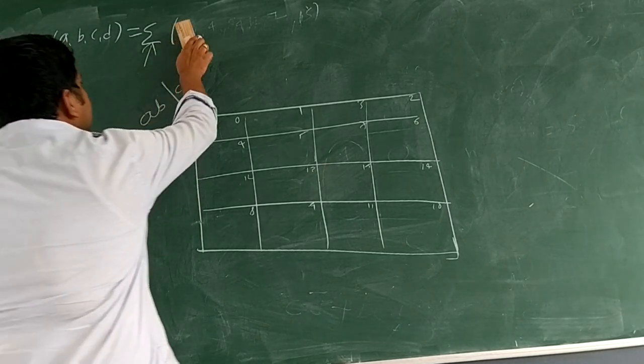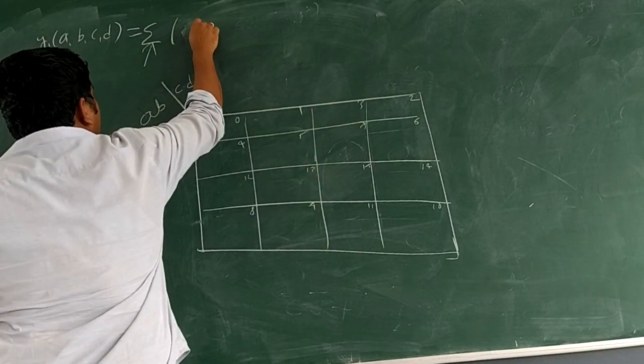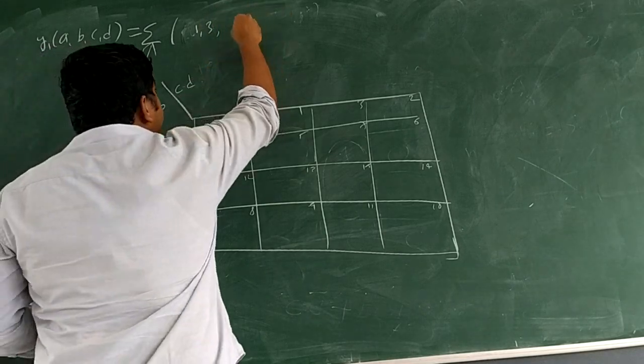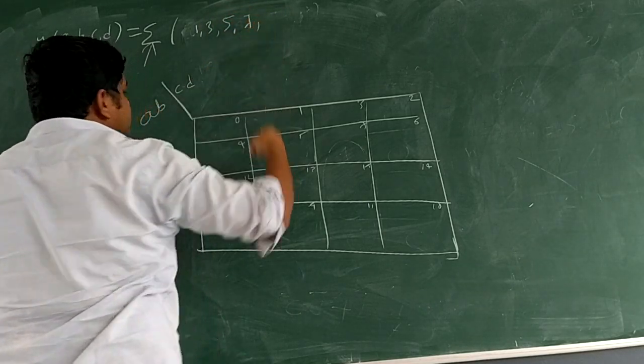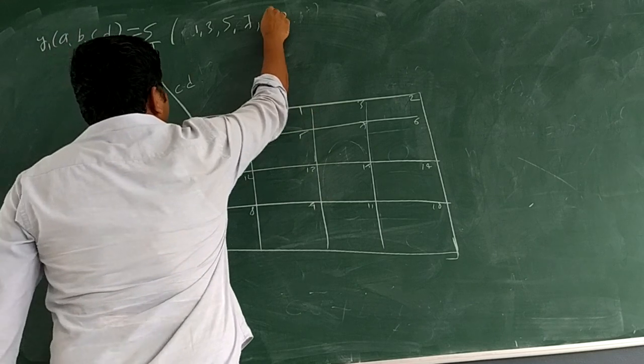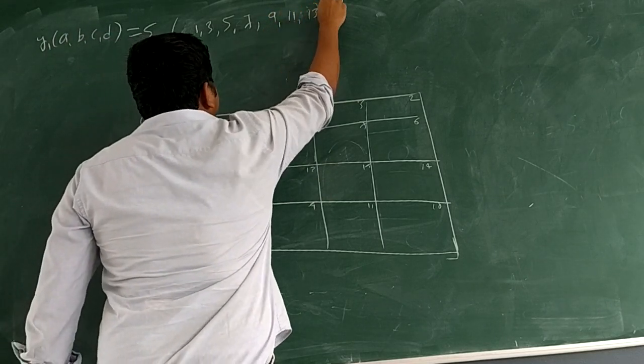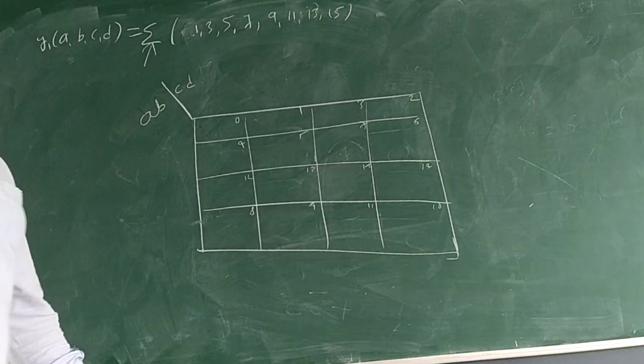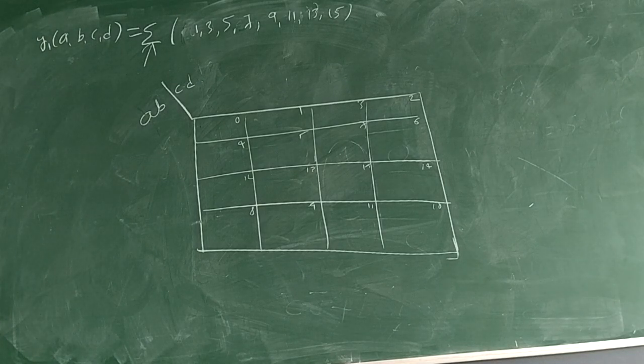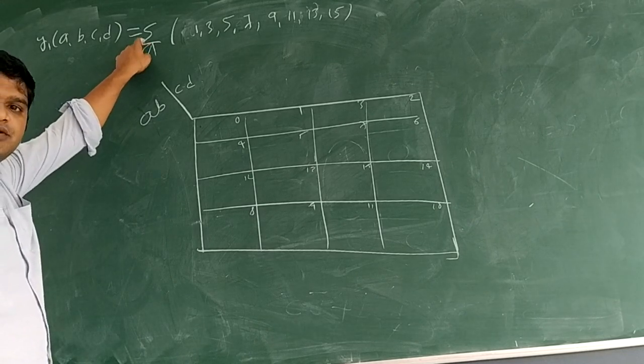Okay, let's take 1, 3, 5, 7, 9, 11, 13, 15. So the numbers are more. I repeat the numbers 1, 3, 5, 7, 9, 11, 13, 15. So that is given for SOP, that means summation, sum of products.